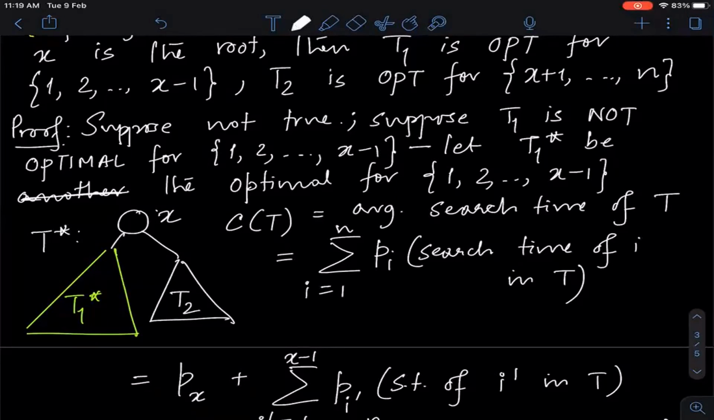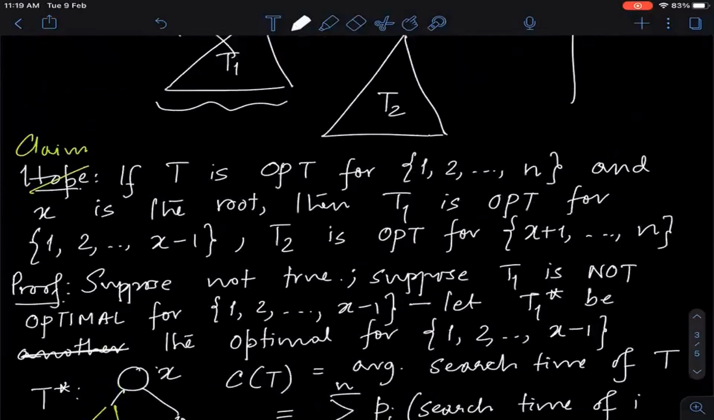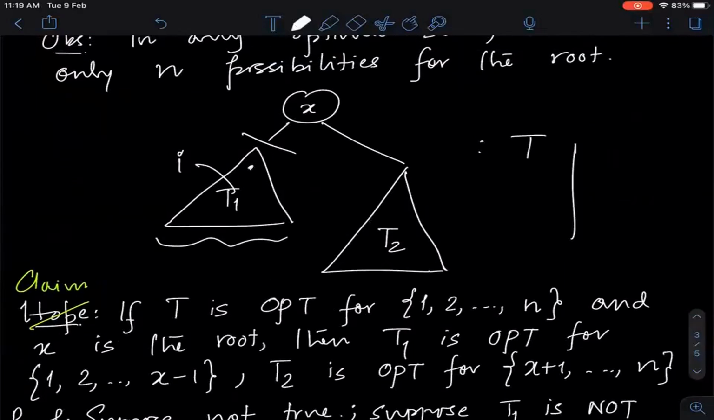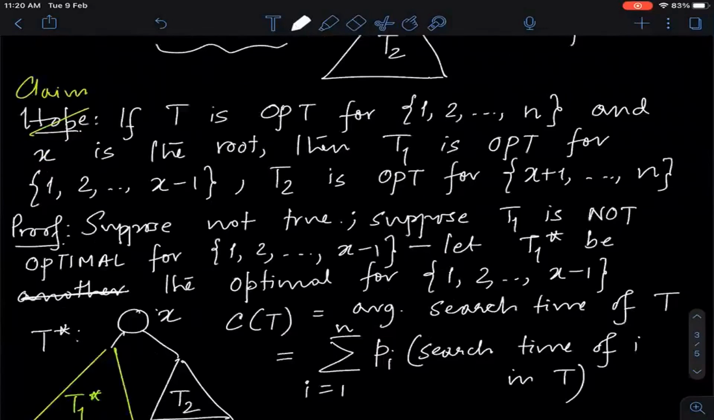तो वो अगर optimal है तो इनको भी optimal होना पड़ेगा. मतलब ये अगर optimal है, T अगर optimal है तो T1 को भी optimal होना पड़ेगा. There is no other way that this can happen.